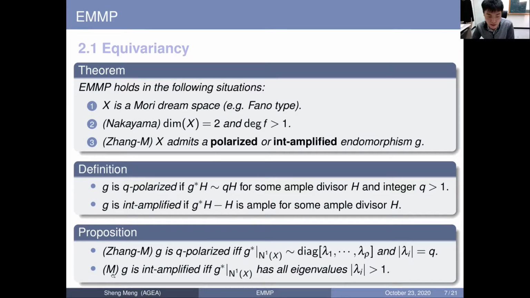And if g is int-amplified, then it is int-amplified if and only if the pullback action on N^1(X) has all eigenvalues greater than 1. So you see the int-amplified endomorphism is very natural. Okay.